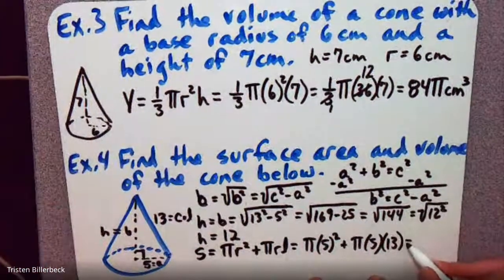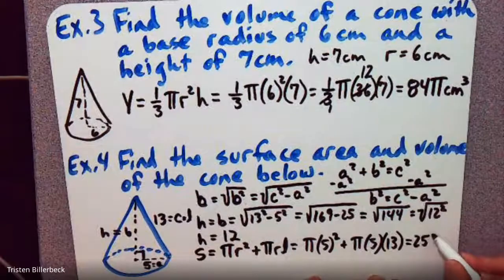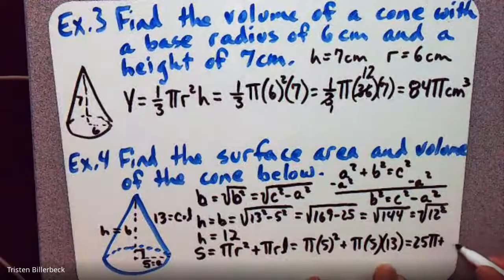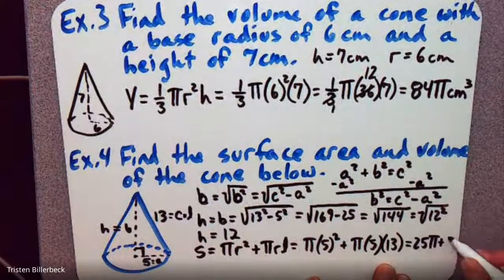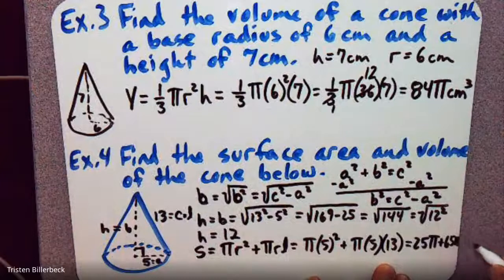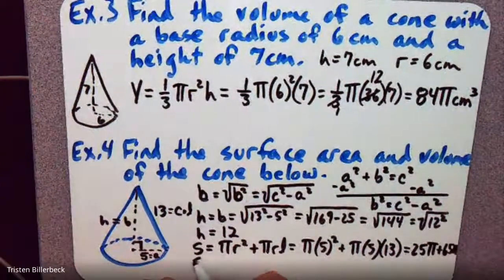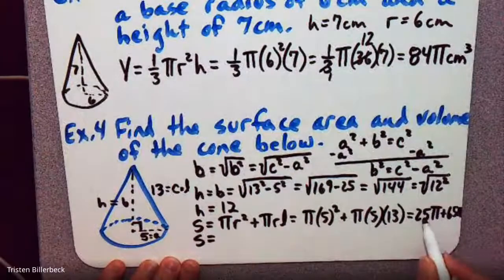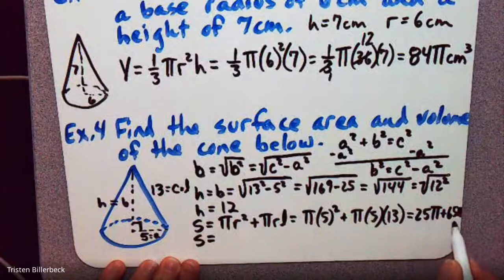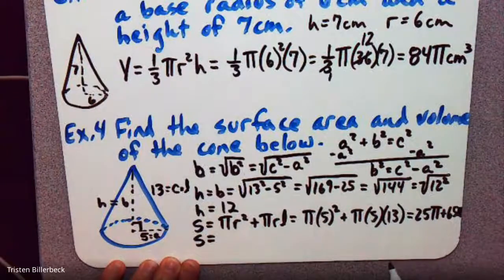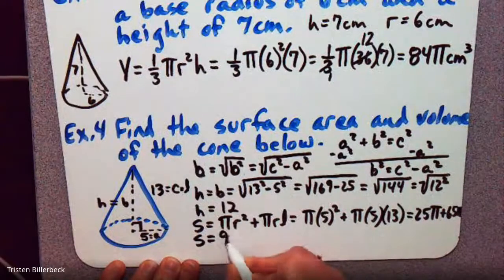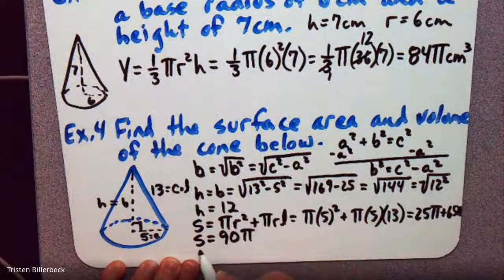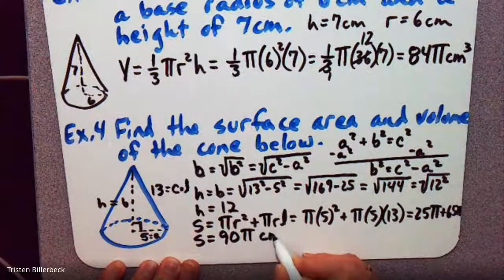Okay, so that gives me 25 pi, and 5 times 13, let's see, that's 65 pi. So my surface area then ends up being 25 plus 65 is 90 pi. Okay, so that's 90 pi, it's surface area, so it's centimeters.